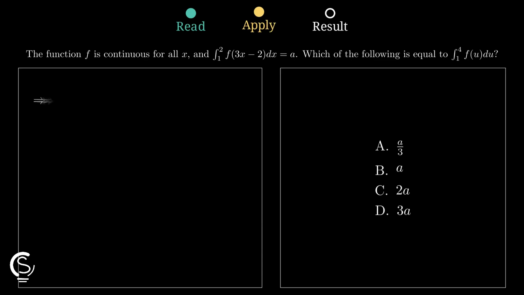Next, we must change our integration limits to match u. When x is 1, u becomes 3 times 1 minus 2, which is 1. This keeps our lower bound exactly the same. When x is 2, u becomes 4.